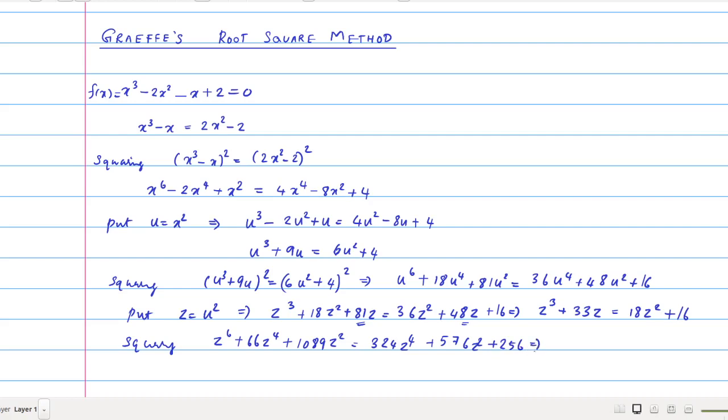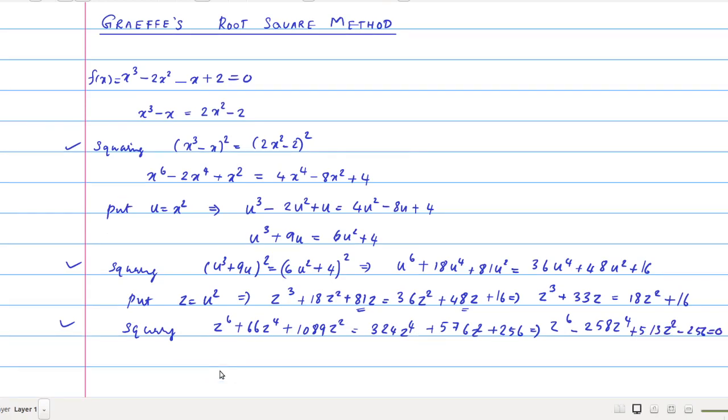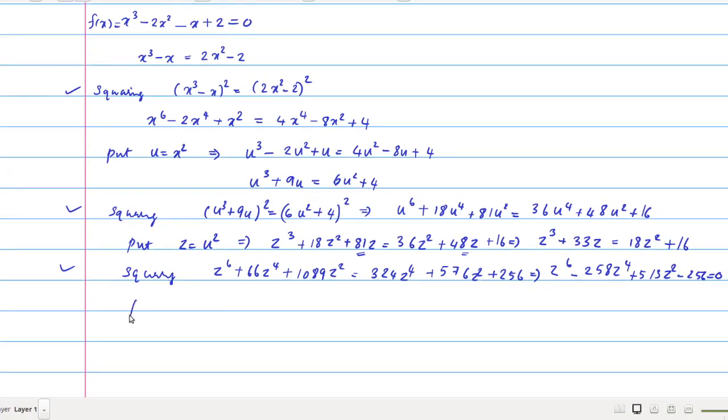You can repeat this process as many times as you want, but I stop squaring. I have squared the equation 3 times: the first time is here, the second time is here, and the third squaring is here. So we have the equation z raised to 6 minus 258z raised to 4 plus 513z square minus 256 equal to 0. Now you reduce the degree of this equation by putting y equal to z square.